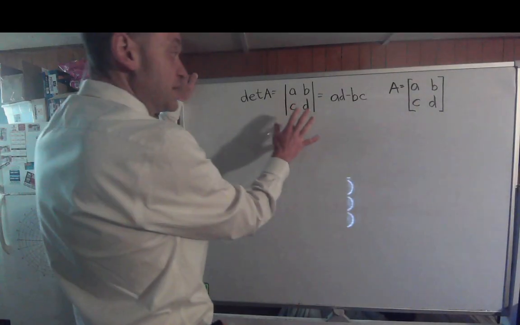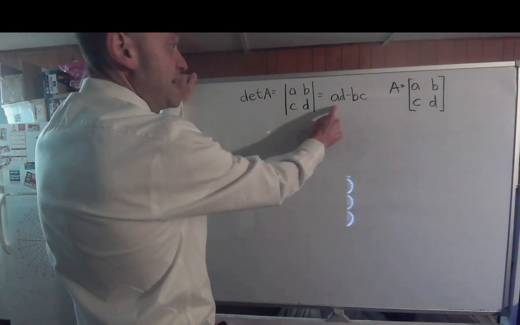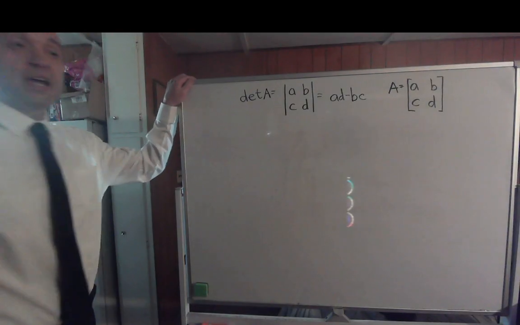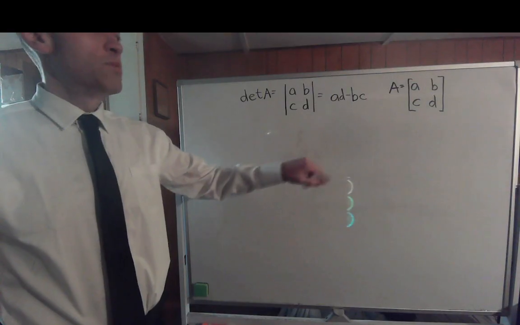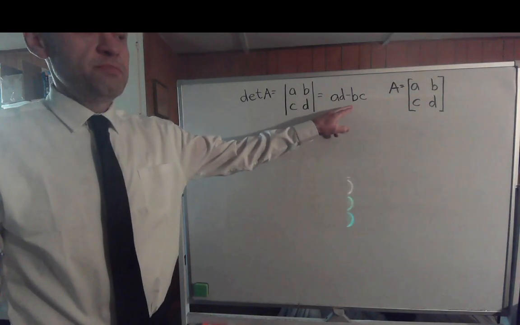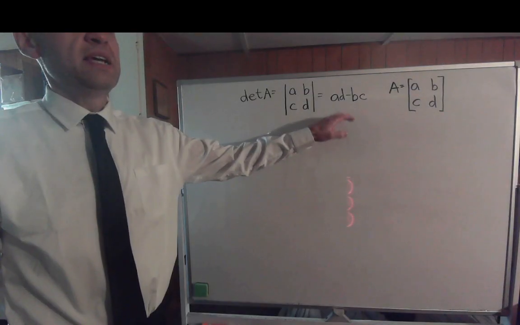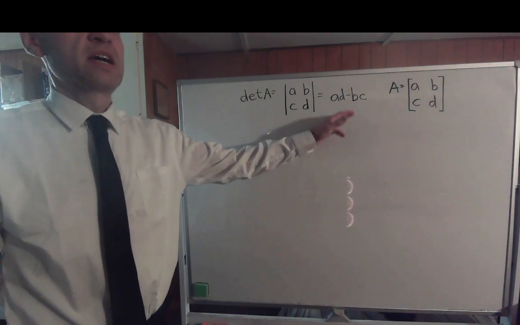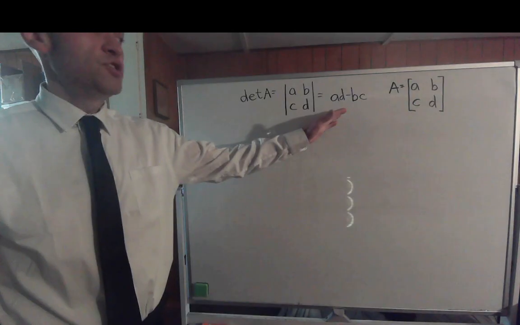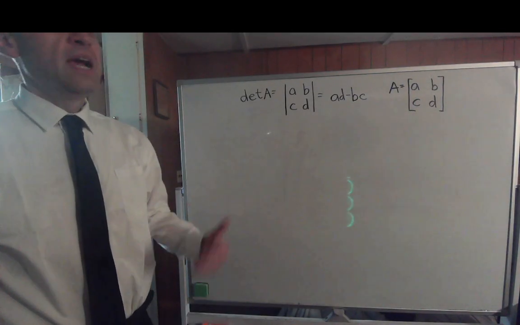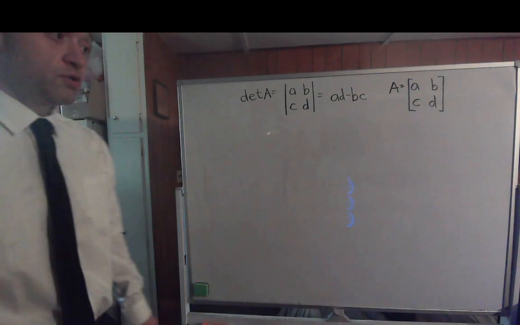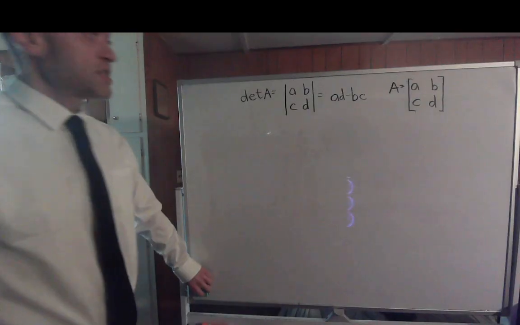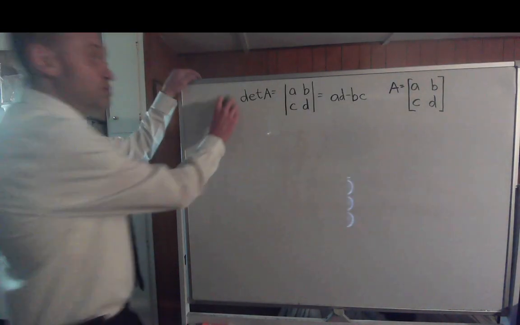The determinant of a 2 by 2 is ad minus bc, and that may look familiar because we used 1 over ad minus bc to find the inverse of A when we were talking about the inverse of a 2 by 2 matrix. In fact, that's part of how we find the inverse of a 2 by 2. But let's do some examples.